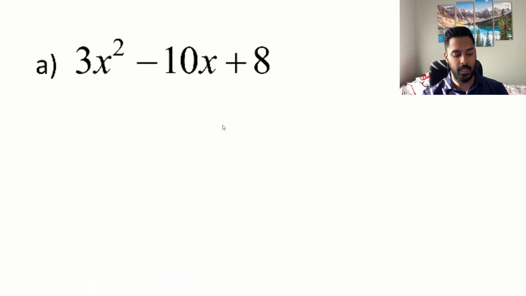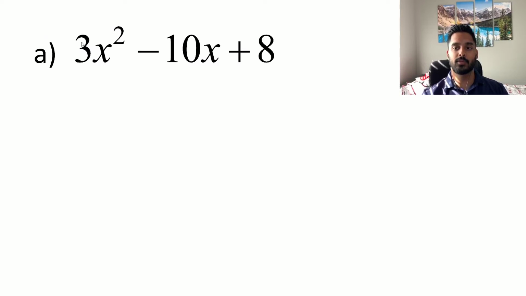So if we look at a here, between those coefficients of 3, -10, and 8, they don't actually have a common factor. Now the one you're always going to want to try is the coefficient of your x squared. Since that 3 isn't actually a factor of either of those numbers, and it has to work in all 3, we can't actually take that greatest common factor out.